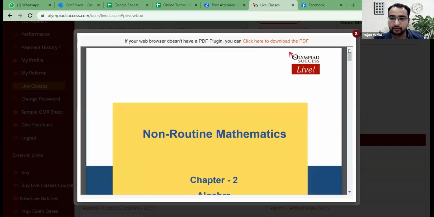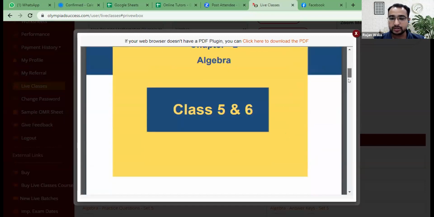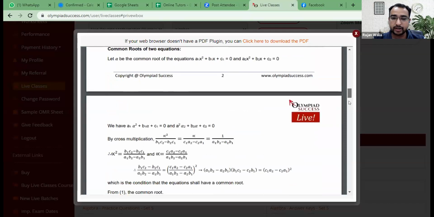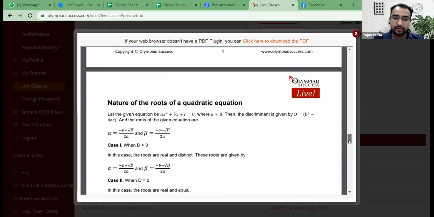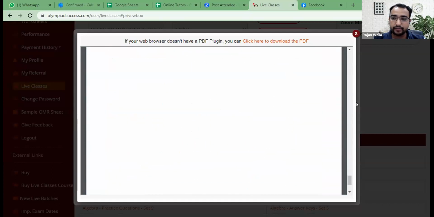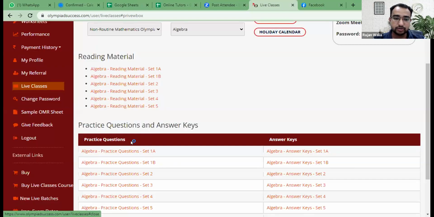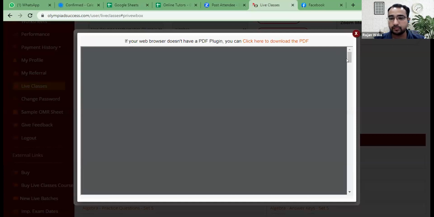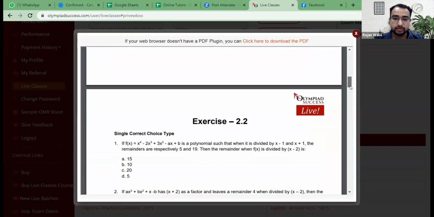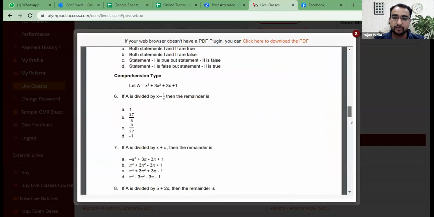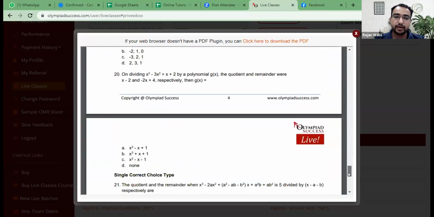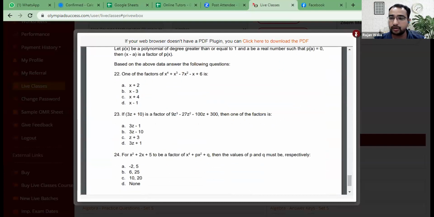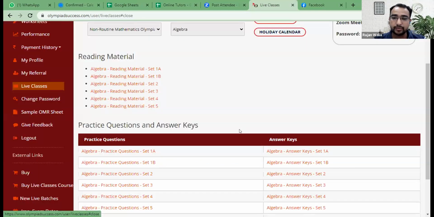Just wait a second, I think the file is loading. So this is the reading material. Okay, so for each and every topic, you will find reading materials here. Let me show you practice questions also. Here you can access practice questions for the same topic. So these are the kind of questions we have. Okay. Similarly, you can access them for other topics also. So reading material and practice questions are available.